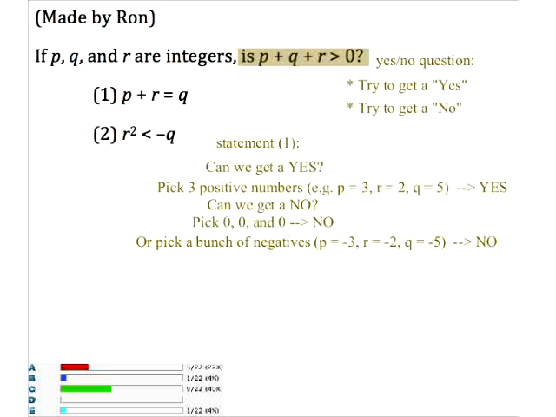That gives us in our grid here, let's make the grid A, D, B, C, E. We got rid of A, D. Statement 2 we should be able to kill pretty quickly because statement 2 doesn't tell us anything about P at all. So remember, in terms of our goal of getting a yes and getting a no, statement 2, we don't know anything whatsoever about P.